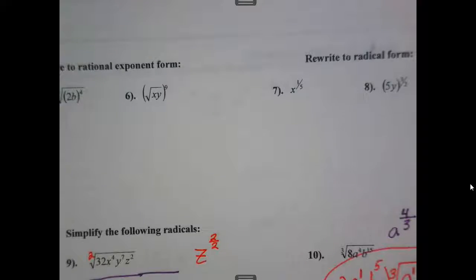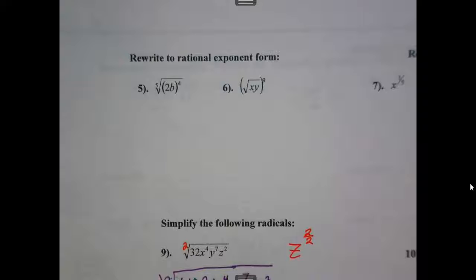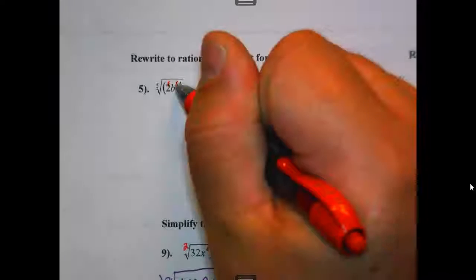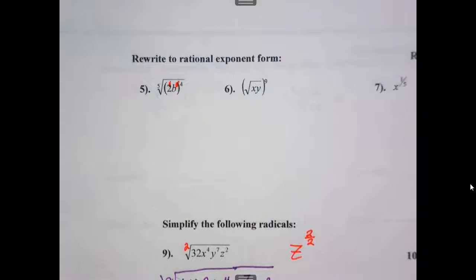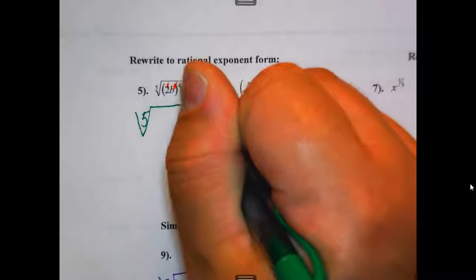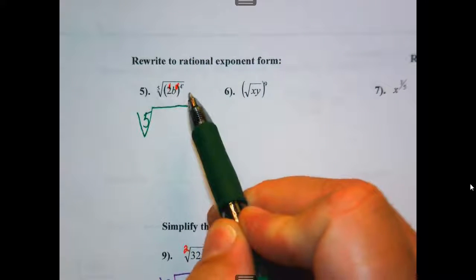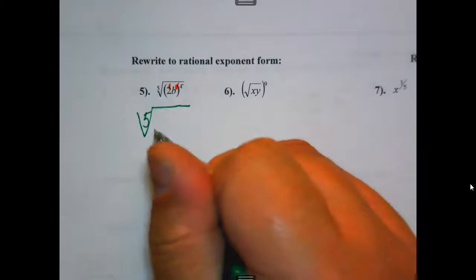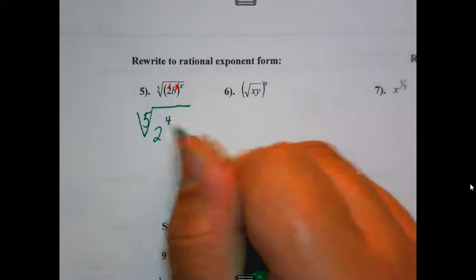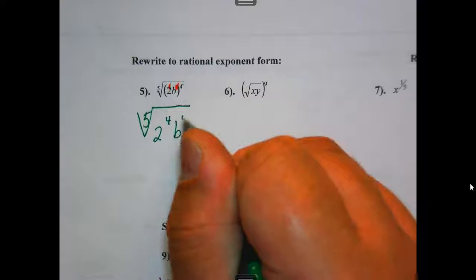All right, let's do the top row. Change to exponent form. I'm going to do what's inside the parentheses first, or underneath the radical, I should say. Both have an exponent of 1. So I have the 5th root. Remember, I have an exponent outside the parentheses, so I have to multiply. I get 2 to the 4th, b to the 4th.